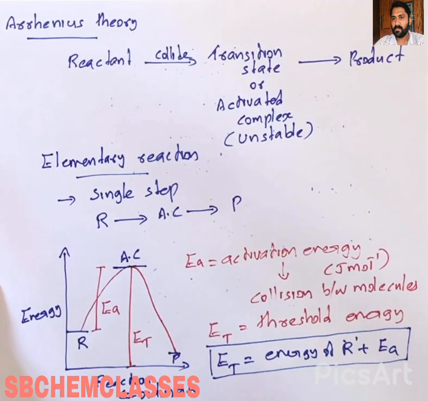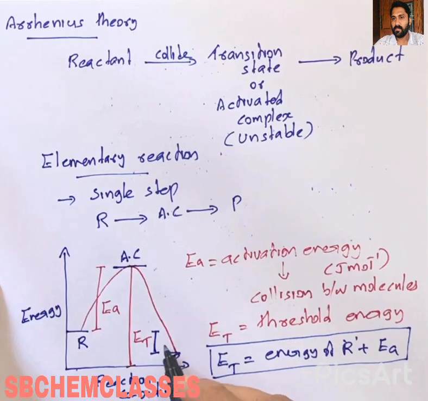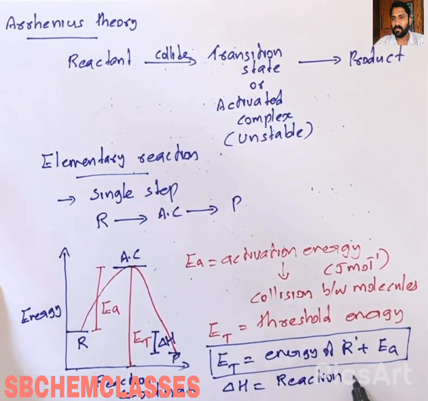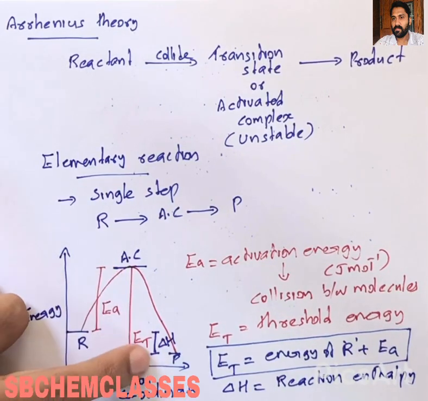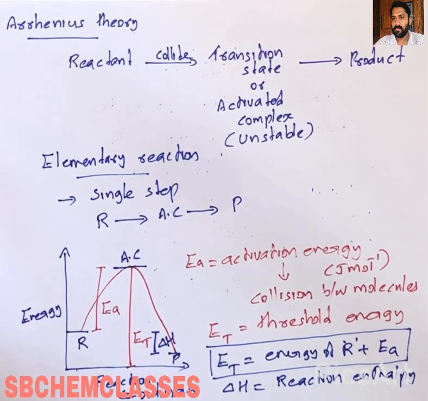We have to point out one more thing. It is the energy of the reactant, and it is the energy of the product. So there is a change in energy during the reaction that can be represented by this term. That energy is delta H. What is delta H? That is the reaction enthalpy. So in this graph there are three terms: EA, activation energy; ET, threshold energy; and delta H, the reaction enthalpy.